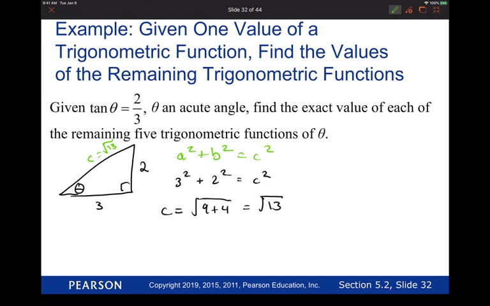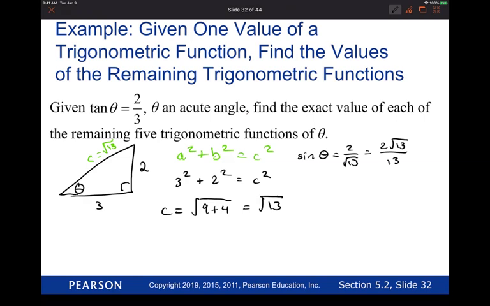So given that tan is this, find the exact value of the remaining trig functions. Let's just go down the list. Tell me about sine of theta. It's going to be 2 over root 13. If we rationalize, can you tell me the final result? It's going to be 2 radical 13 over 13. Awesome. Everybody okay with that? Any questions there? Is it clear where that answer came from?